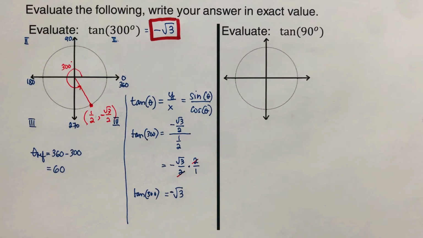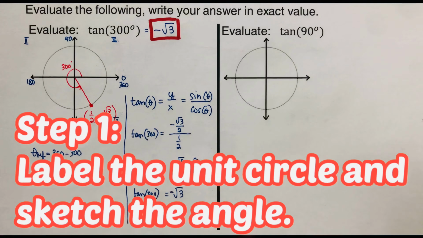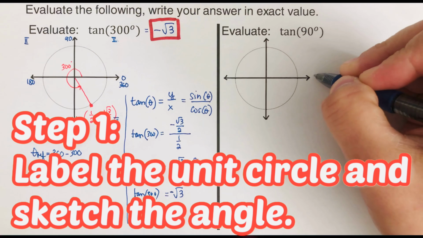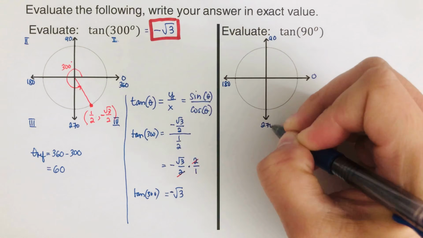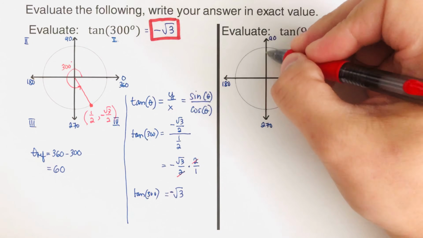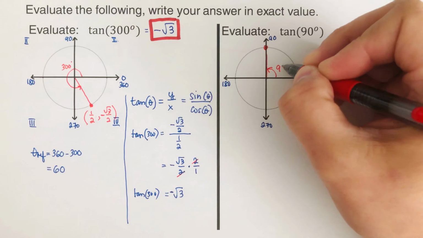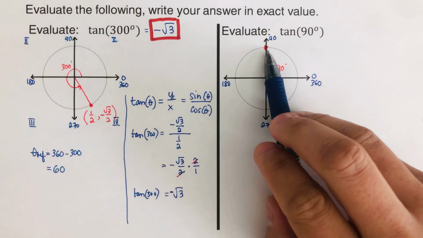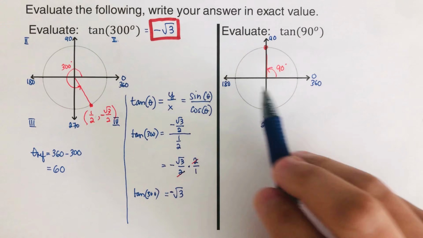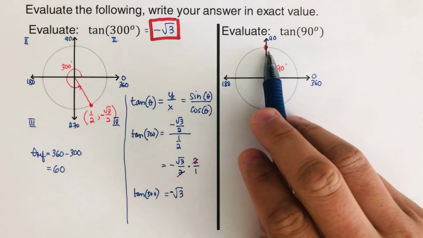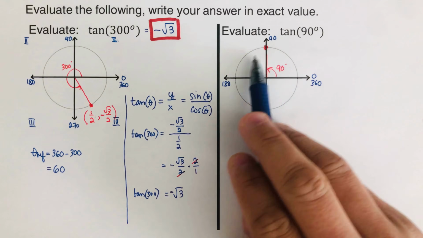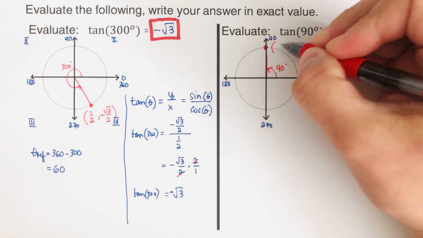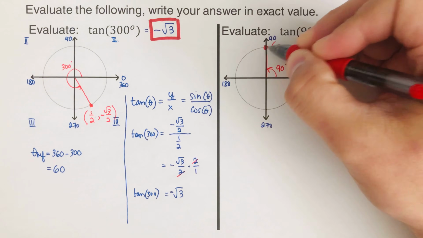Okay, so we go over the problem here. Again, the first step is to label the unit circle and sketch the angle. I'm just going to label this unit circle right here. Okay, since we have 90 degrees, so I labeled it. So this is our dot right here on the circle. So what we are going to do is determine the coordinate of this dot. Remember, the unit circle has a radius of 1. So we can go ahead and say that our x here is 0 and our y is 1.